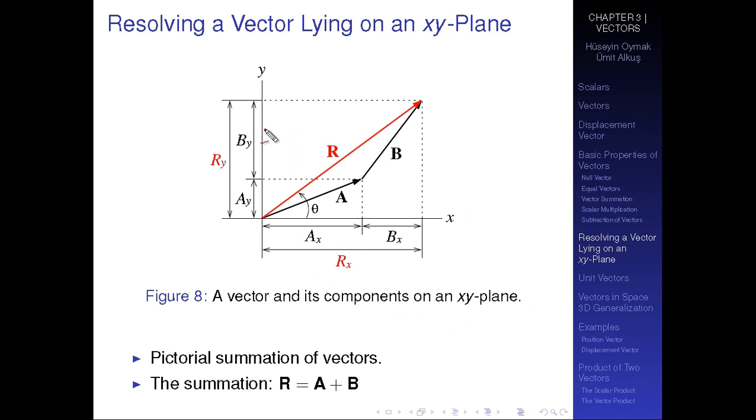Summation of vectors can be carried out pictorially in a simpler and more comprehensible way as is done in this figure. Suppose we are after the result of the summation R equals A plus B.